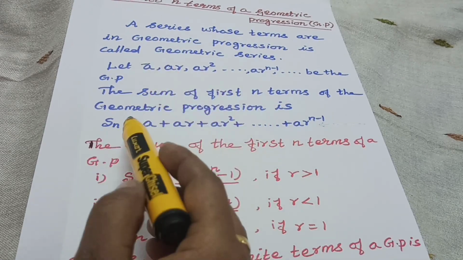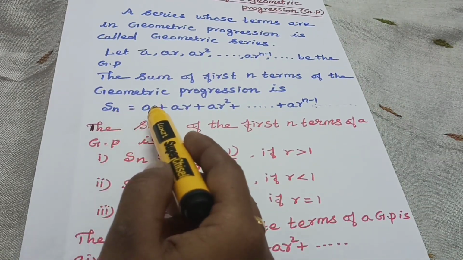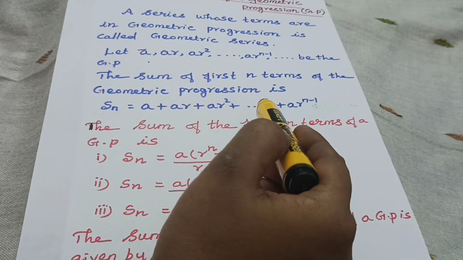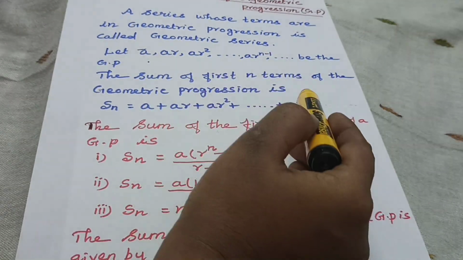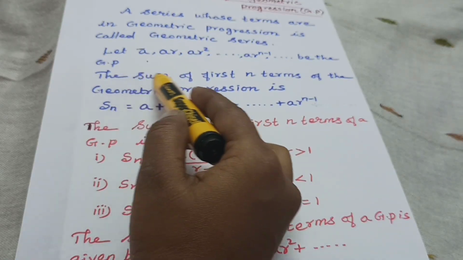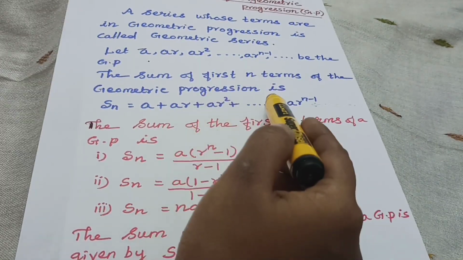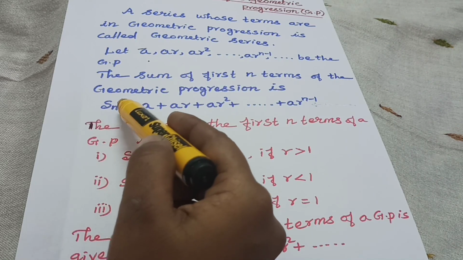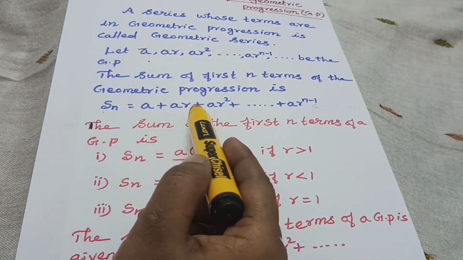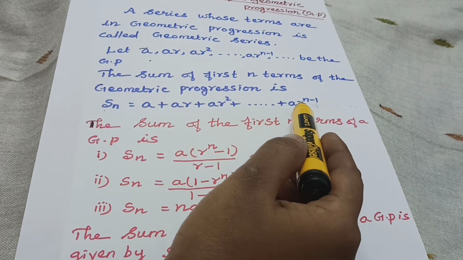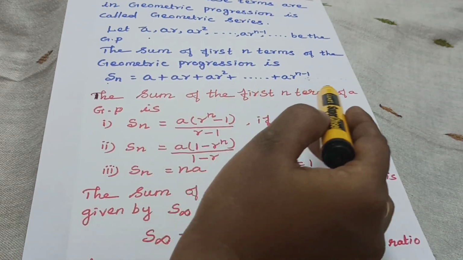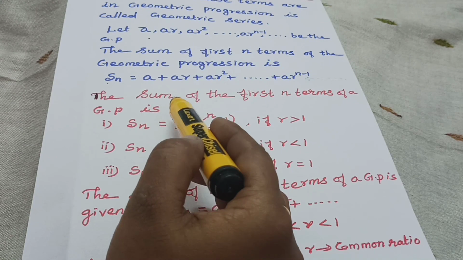That means Sn is equal to a plus ar plus ar square plus etc. plus ar power n minus 1. Therefore the sum of the first n terms of the geometric progression is Sn, that means Sn is equal to a plus ar plus ar square plus etc. plus ar power n minus 1. Then for the sum of the first n terms of GP, some formulas are there.